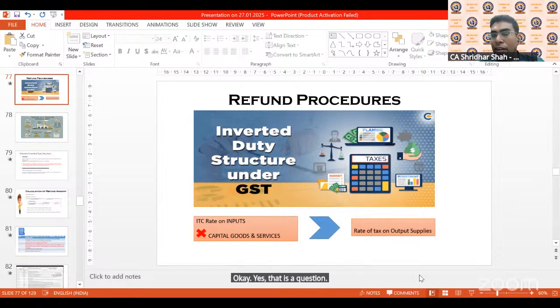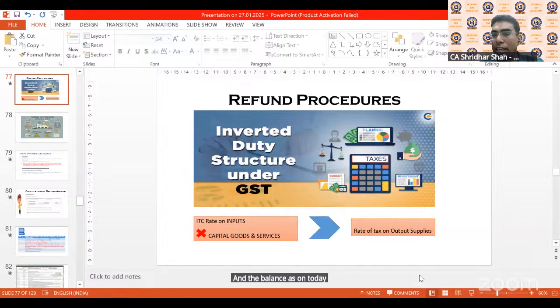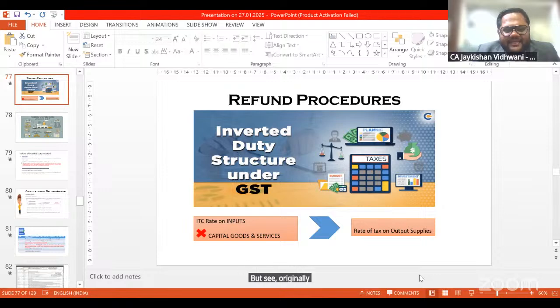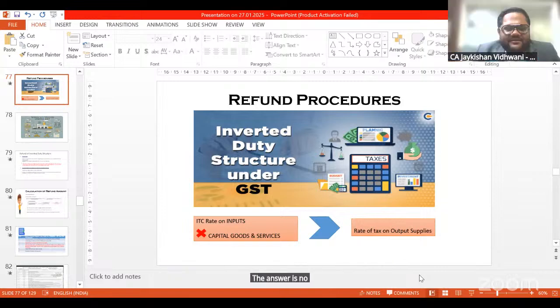There is a question. If we are filing refund for 23-24 and the balance at the end of that period is say CGST 50, SGST 50 and total 100, and the balance as on today, on the date of application, is CGST 0 and SGST 120, then can we claim refund of 100 being lower from the SGST head? See, as far as I understand the question, at the end of the return period it was 50-50, and today it is 120 in the SGST head. So the answer is no, the lower of the three would be eligible.